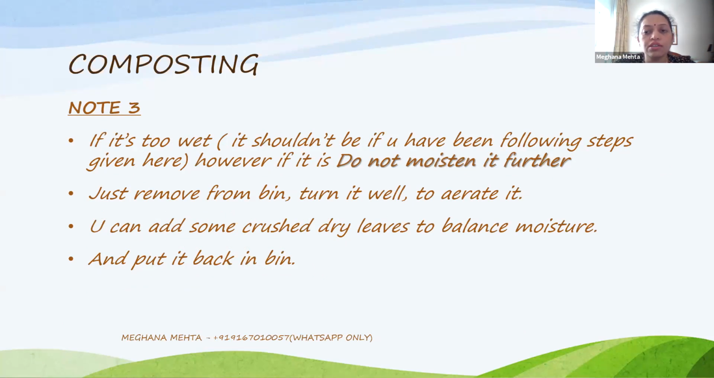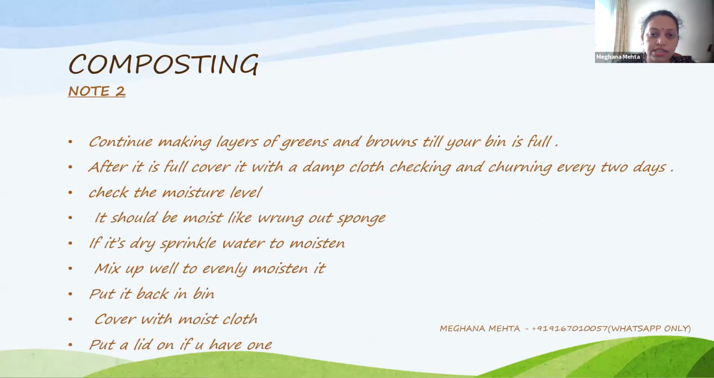Now, if it's too hot, it shouldn't. When the compost starts, after all this process is made, and by the time your container or pot is full of the greens and browns and the soil, and you are churning it, you'll find that the temperature of it has increased. The temperature may go up to 45 to 50 degrees centigrade.